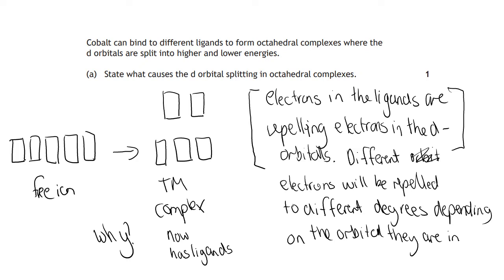These two orbitals that go really high in energy, they are ones in which they're pointing directly at ligands, so they are going to get a greater degree of repulsion than the three at the bottom that are not pointing directly at ligands. But this is a very A-type question. What is causing the splitting? Electrons in the ligands are repelling electrons in the d orbitals.